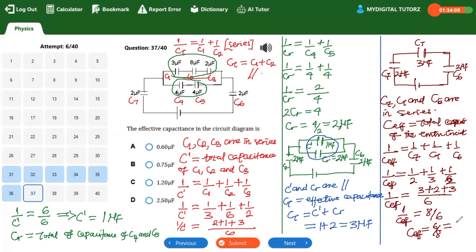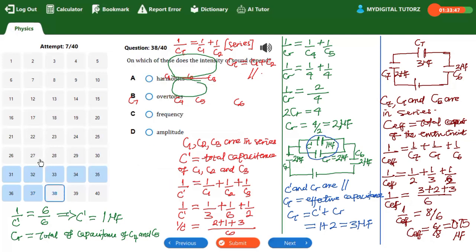So we're going to have 0.75 microfarad. Exactly. So that gives us our option to be option B. I hope the steps we follow to arrive at the answer are understood. So that is about this question 37.